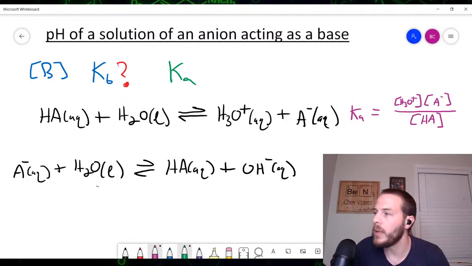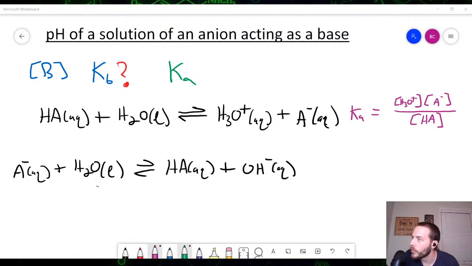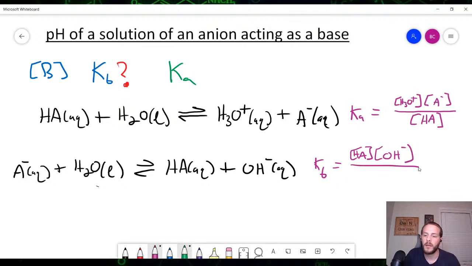And then for Kb, I'm going to minimize myself a little bit here so I can give myself a little more room to write the expression for Kb according to this equation down here. So Kb would be the concentration of HA times the concentration of hydroxide ion divided by the concentration of A minus. So this would be the expression for Kb.